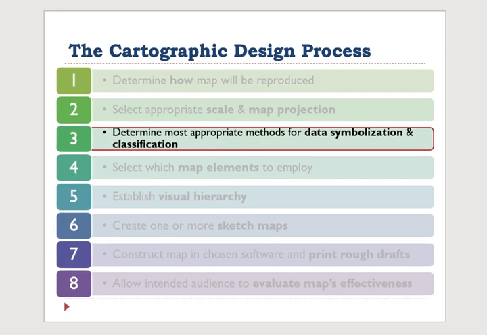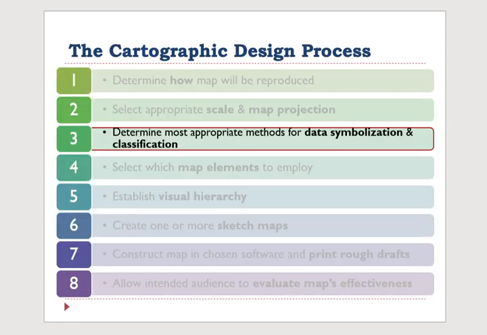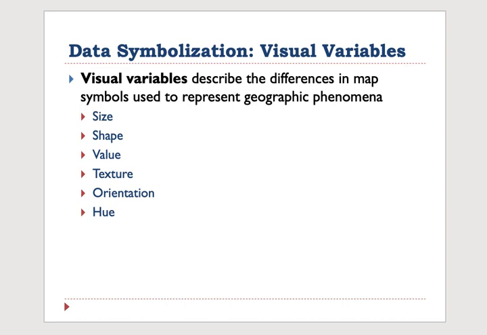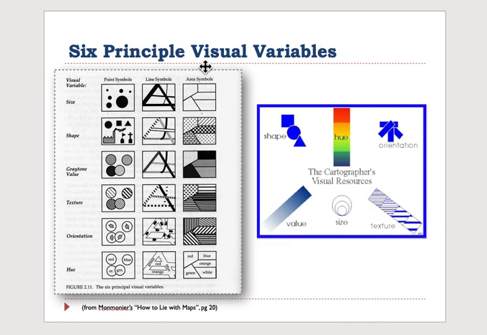So determine most appropriate methods for data symbolization and classification. So your visual variables describe the differences in map symbols used to represent geographic phenomena. So we're looking at size, shape, value, texture, orientation, and hue. And here we could see the six principal visual variables right here, and in this example as well.